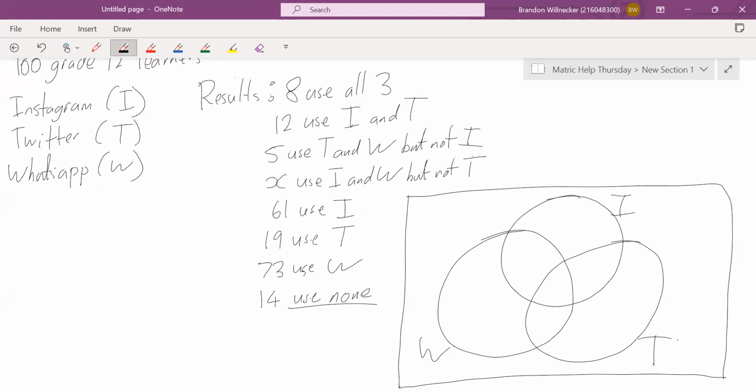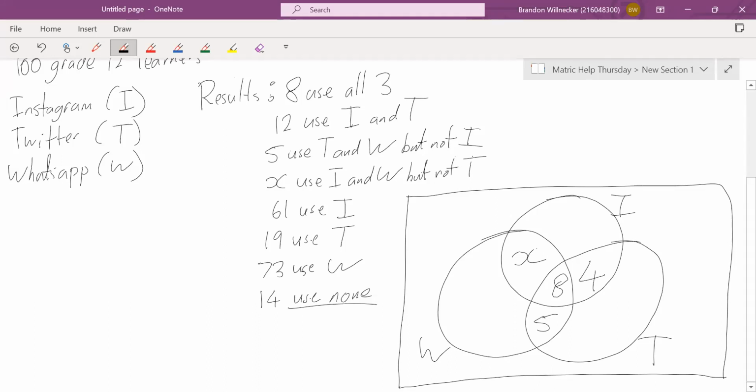Okay, so we have X over here, 8 use all 3. So that means they're right in the middle, they're using all of them. Now, X use Instagram and WhatsApp, but not Twitter. So that's going to be in this portion over here. 5 use Twitter and WhatsApp, but not Instagram. That's going to be over here. And then we're going to have Instagram and Twitter. We're going to have 4 over there.